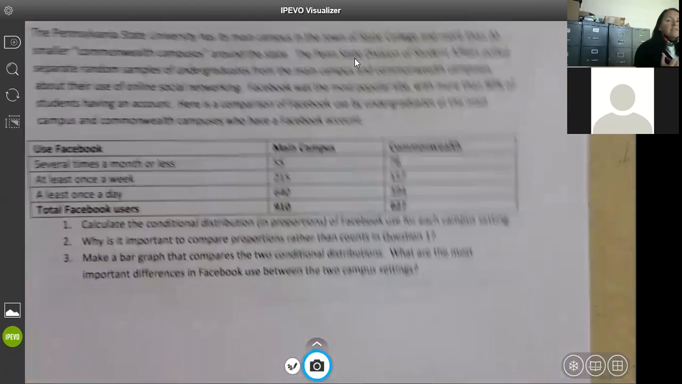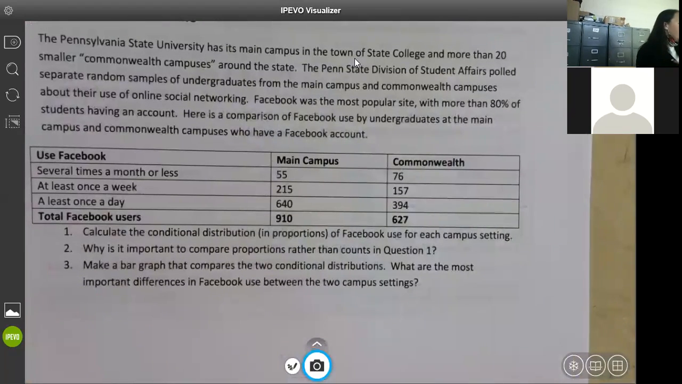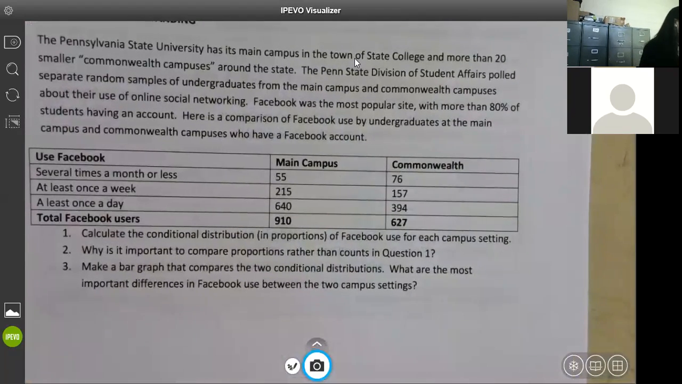We're going to do the same thing, and this is the one that we're actually going to do the bar graph on because you have plenty of room to do it. The Pennsylvania State University has its main campus in the town of State College and more than 20 smaller Commonwealth campuses around the state. The Penn State Division of Student Affairs polls separate random samples of undergrads from the main campus and Commonwealth campuses about their use of online social networking.